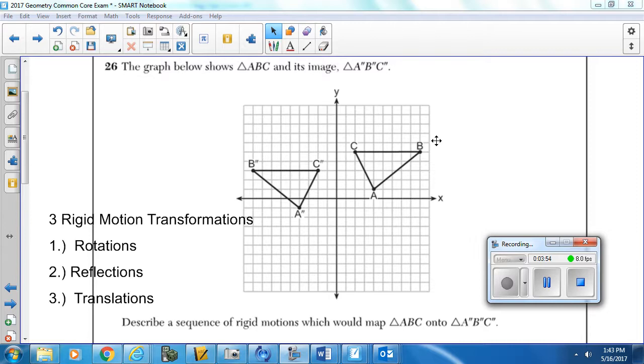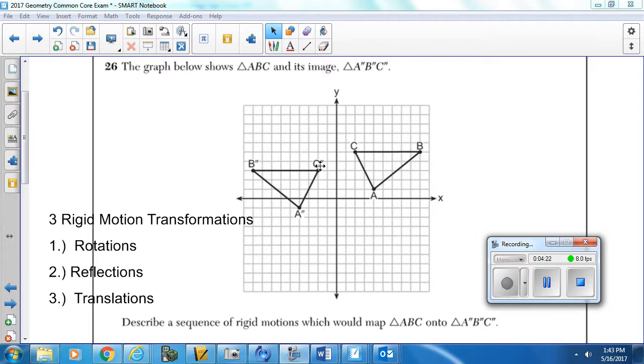Now, if I'm looking here, it looks like I'm going to have to reflect. Because if I just were to move this entire triangle translation-wise, or do a translation on it, the points would not match up. So maybe I want to translate down and then reflect. Or maybe I want to reflect and then translate down.